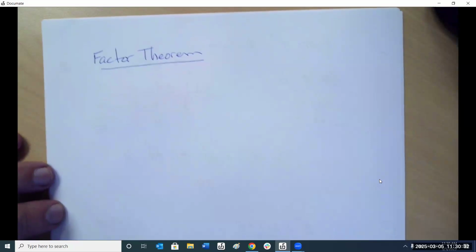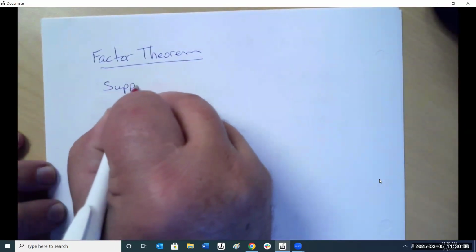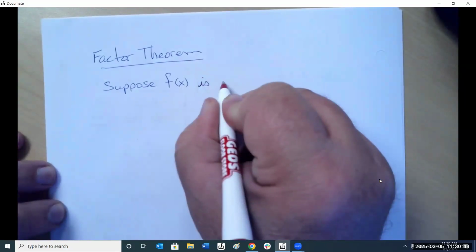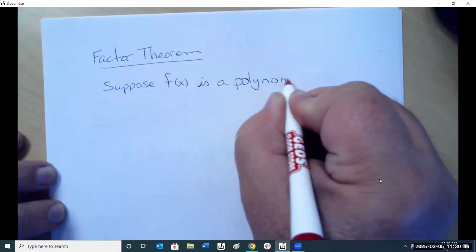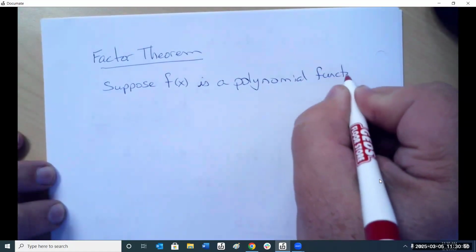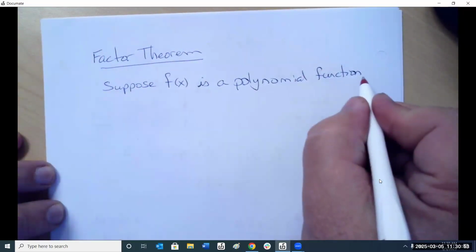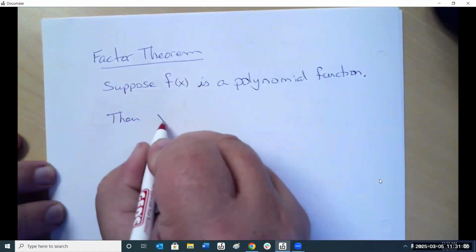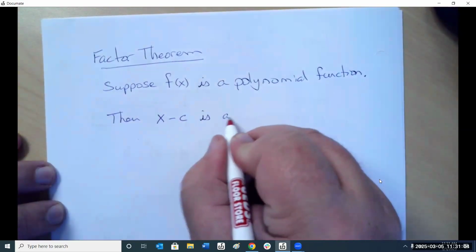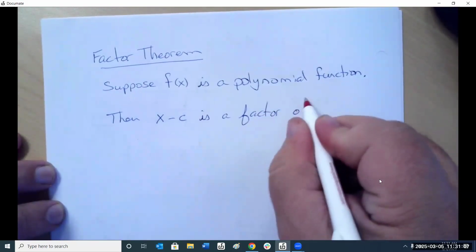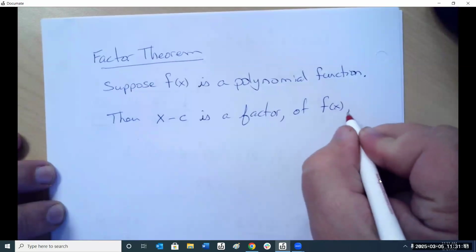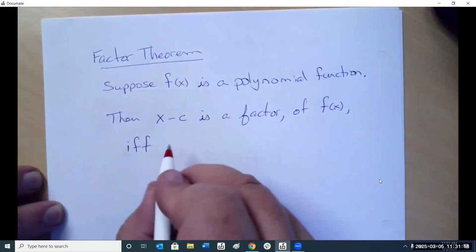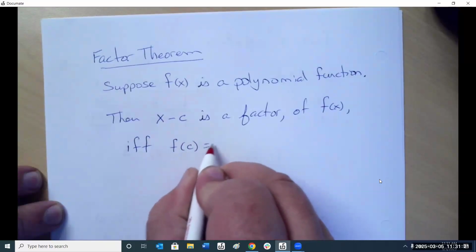The factor theorem says suppose f of x is a polynomial function, then x minus c is a factor of our function if and only if, that's if and only if, f of c is equal to 0.